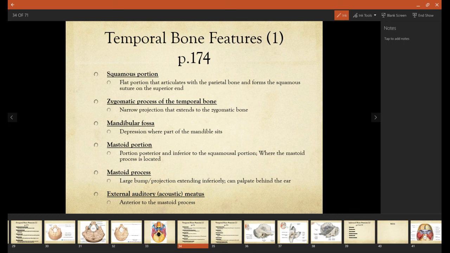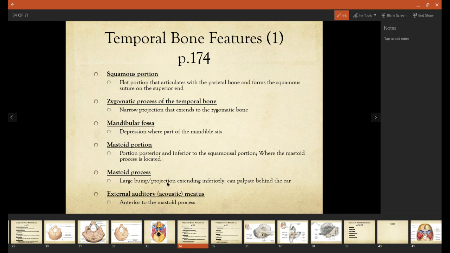We have the mastoid portion, which is the portion going to be posterior and also inferior to the flattened or squamous portion. This is also where you're going to find something called the mastoid process, which is our next structure. And if you feel behind your ear, you'll feel a big bump on your skull, and that is actually the mastoid process. So the mastoid process is found on the mastoid portion.